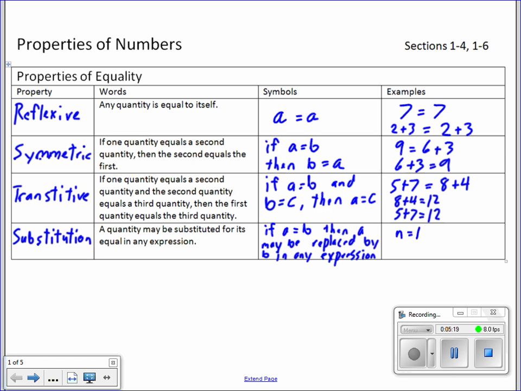Example, if N equals 15, then 3N would equal 3 times 15. We can substitute that in.